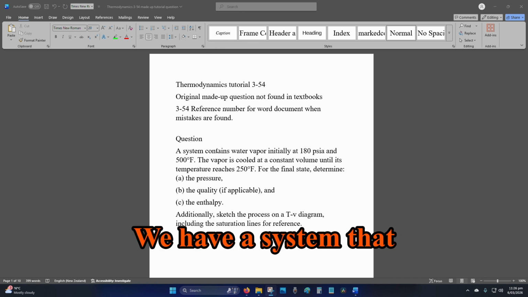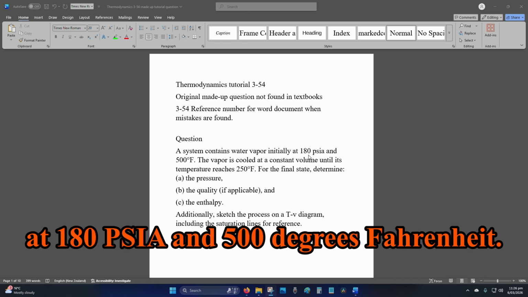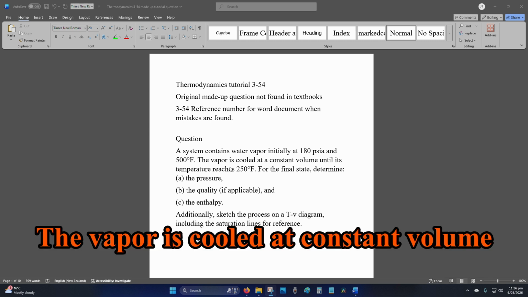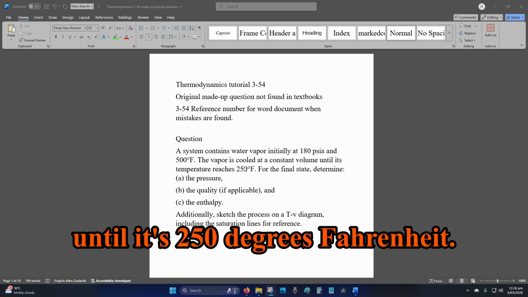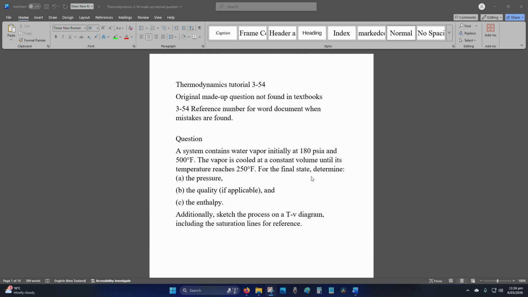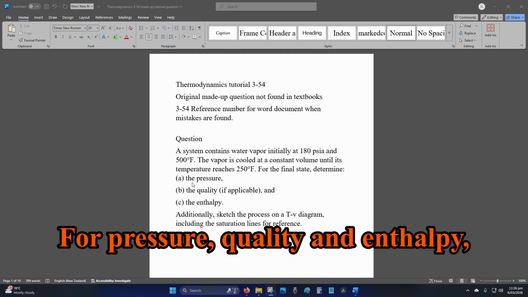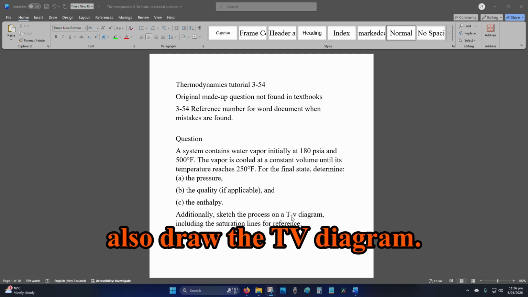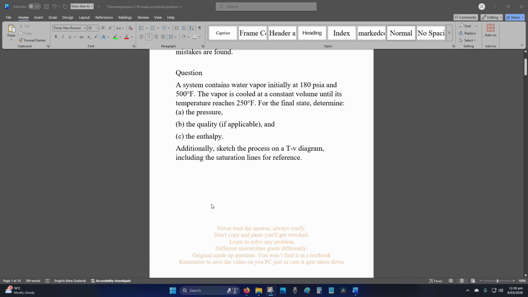We have a system that contains water vapor initially at 180 psia and 500 degrees Fahrenheit. The vapor is cooled at constant volume until it's 250 degrees Fahrenheit. Find the final state for pressure, quality, and enthalpy. Also draw the T-v diagram.